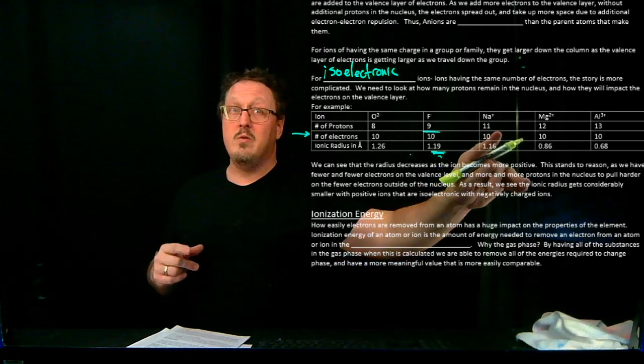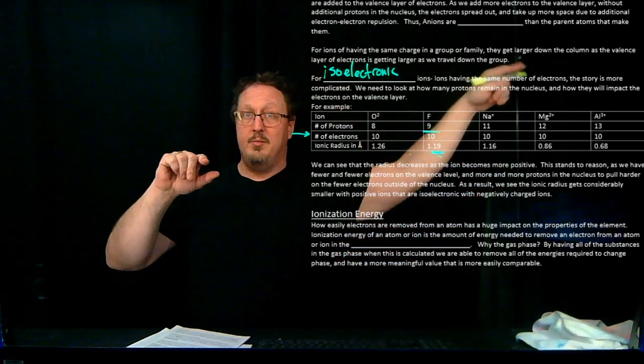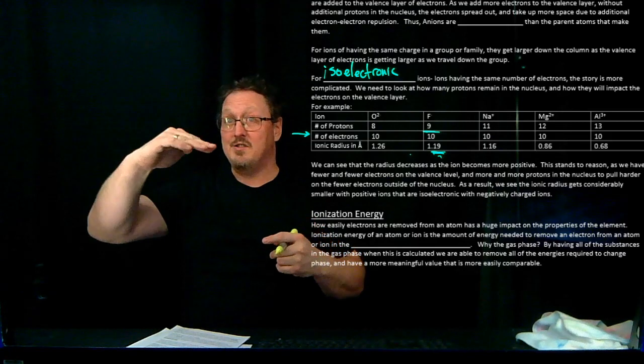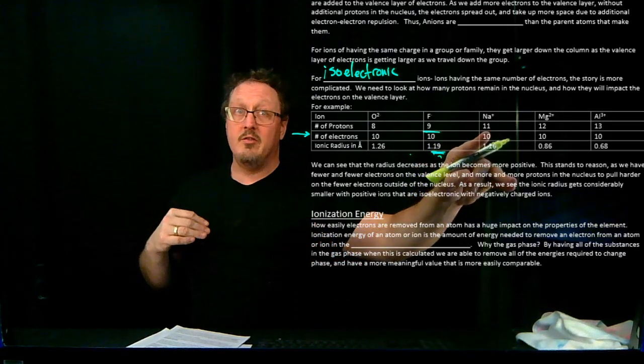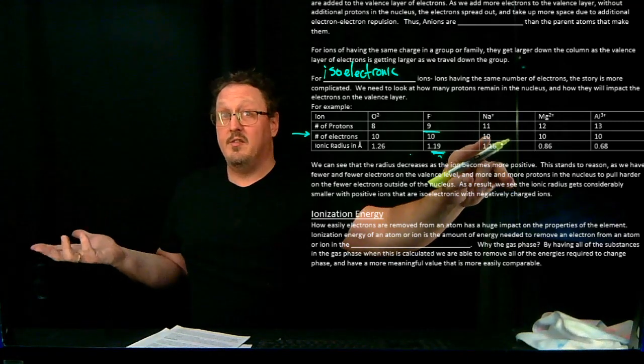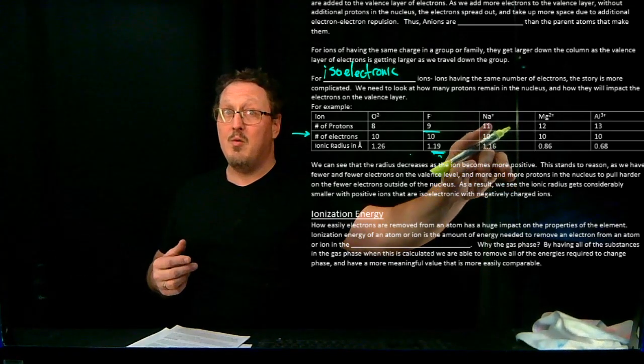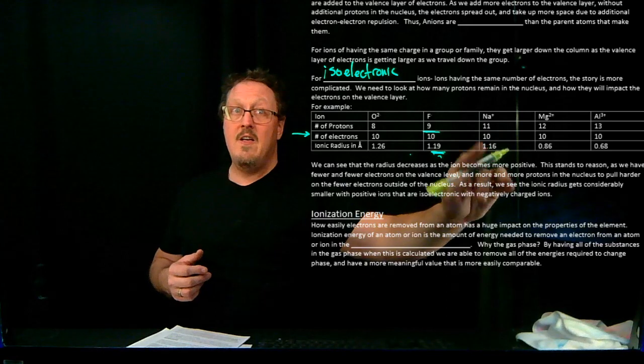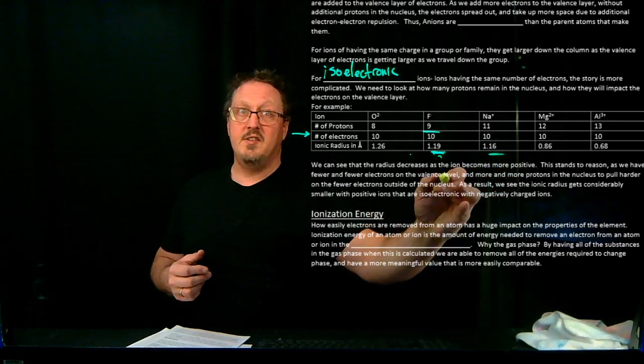Now, here we're at sodium. Now we've gone around the corner of the periodic table. We're down one energy level, but we have 11 protons, 10 electrons. They're isoelectronic, so they've still got 10 electrons. Now we have more protons than electrons pulling in, and you can see it's getting a little bit smaller still.